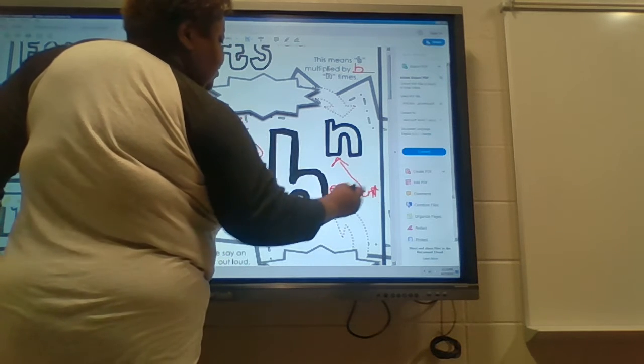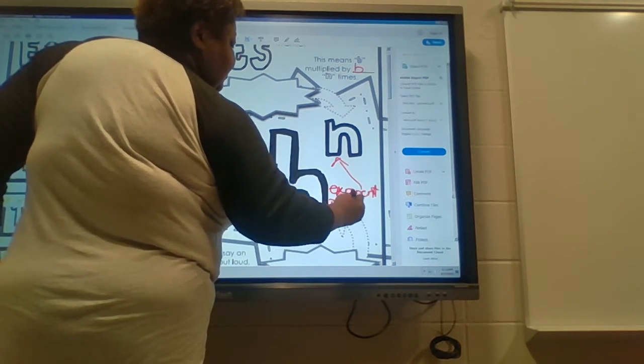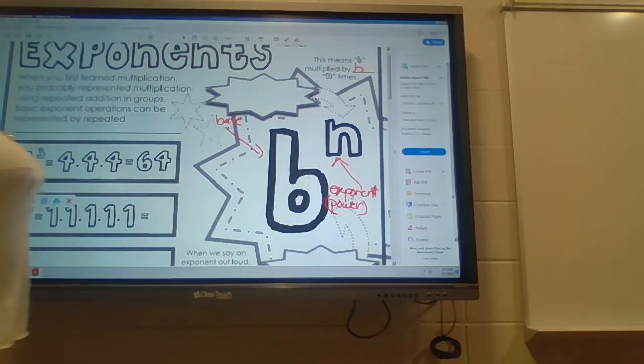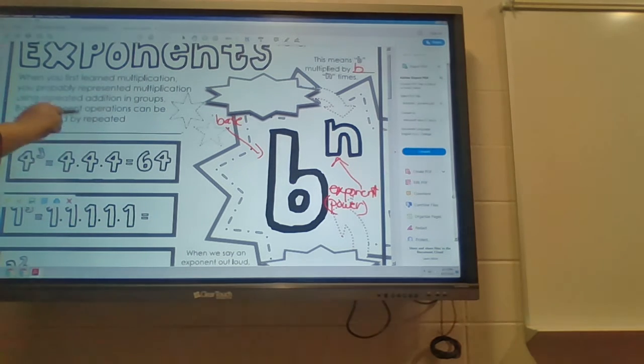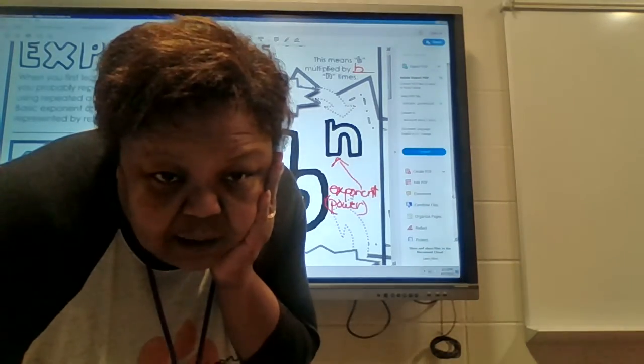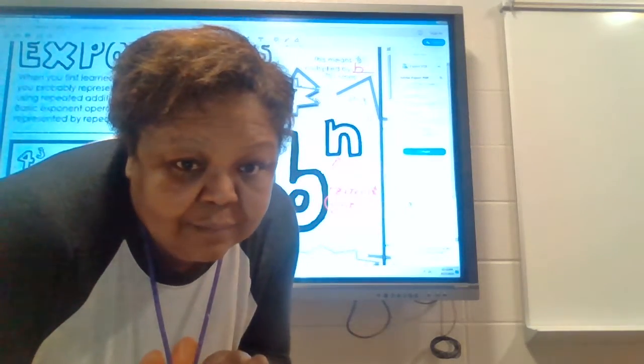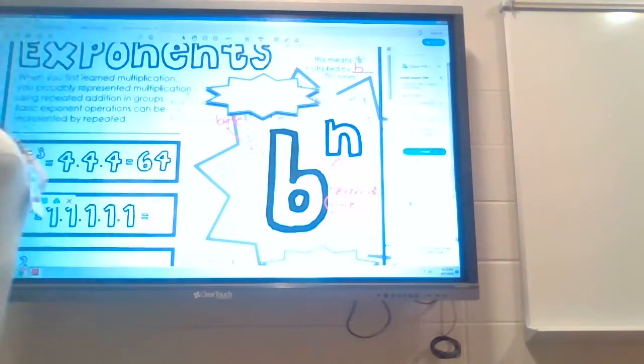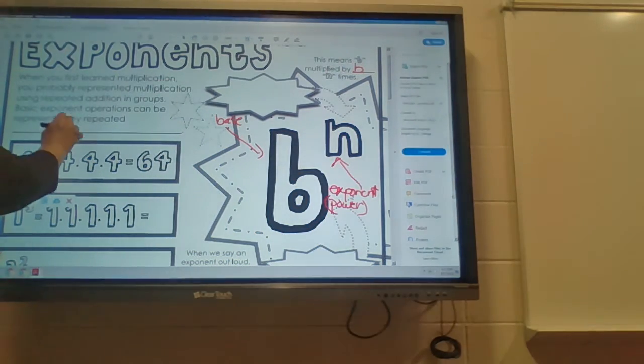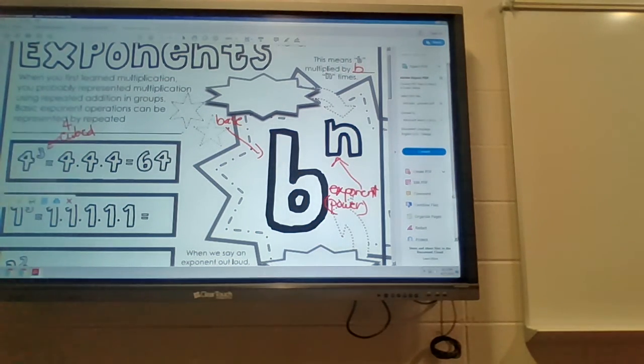Now you will hear other words for exponent. You will hear power, raised to the power of. So for example, if I have 4 to the third power, that's going to be 4 times 4 times 4. That does not mean 4 times 3. 4 to the third power, we also call this 4 cubed.